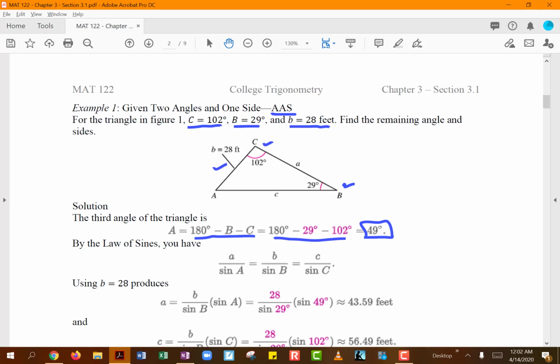So angle A is now going to be 49 degrees. As simple as that for finding the remaining angle.